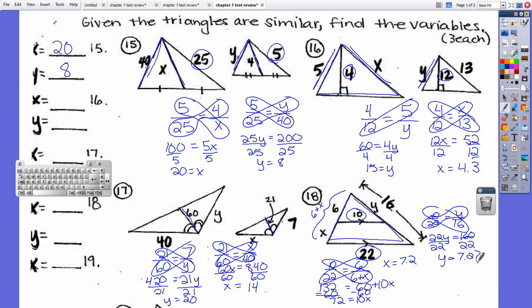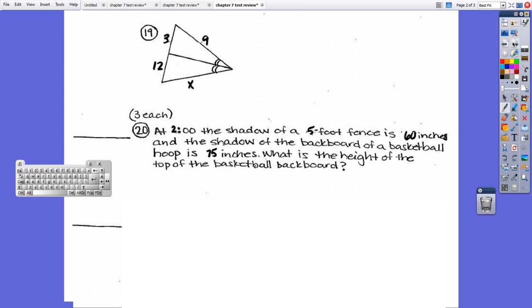Okay, time for the next page. Alright, number 19, we're talking about parts. So I'm going to do this triangle, this side over this side, 3 over 9 equals the base on this one, which is 12, over x, its corresponding side. I have 3 times x, which is 3x, and I have 9 times 12, which is 108. Divide by 3, and I'll have x equals 36.